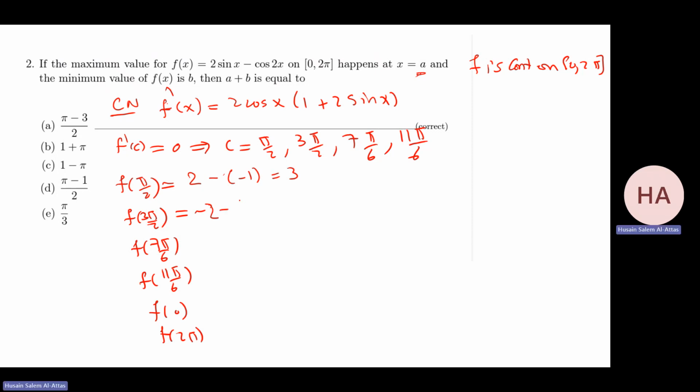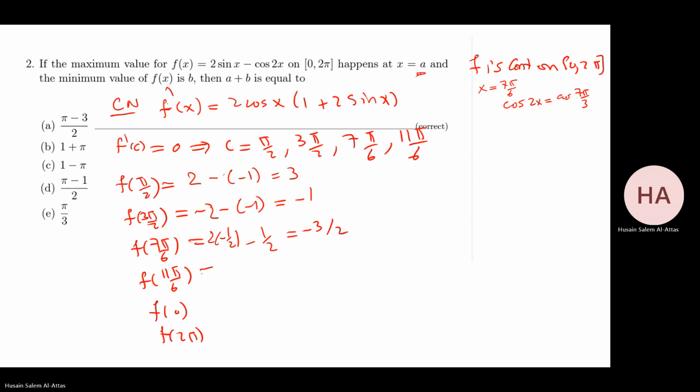Minus cosine 3 pi, which is minus 1. At 7 pi over 6, the sine will be minus half. And I need to find cosine. If x is 7 pi over 6, cosine 2x is what? It will be cosine 7 pi over 3, which is first quadrant, which is half still. So it's minus half. That gives me minus 3 over 2.